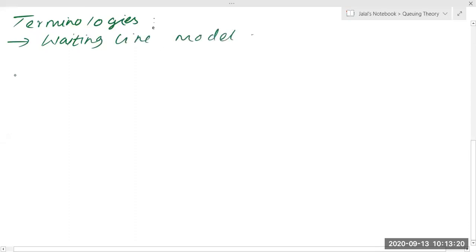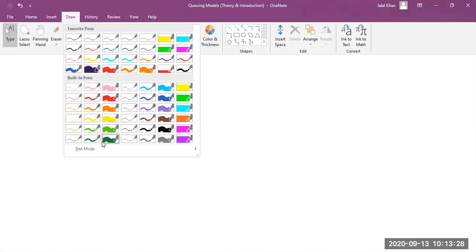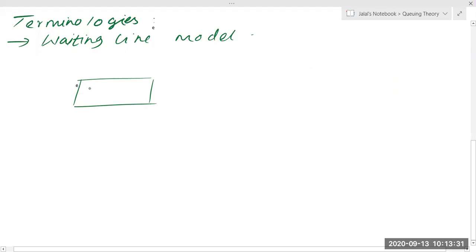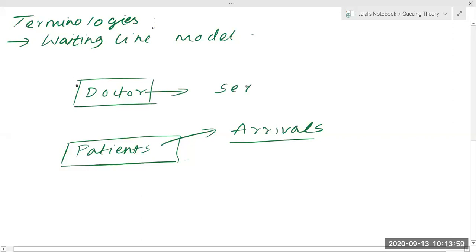Another term that I would like to introduce to you: suppose there is a doctor. Just give me a second. I don't know why this button gets pressed. Suppose there is a doctor in a clinic, and there are patients who are waiting for the doctor. There are a number of patients and there is a single doctor. Now these patients will be called arrivals. In a queuing model, the terminology for patients is arrivals, and the one who is going to serve the arrivals is called the service.